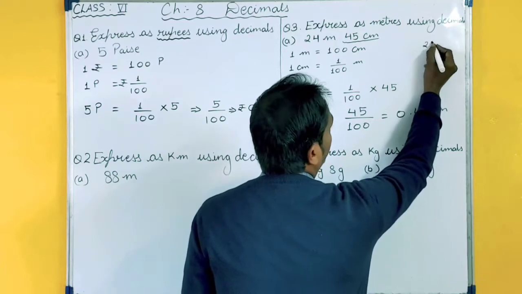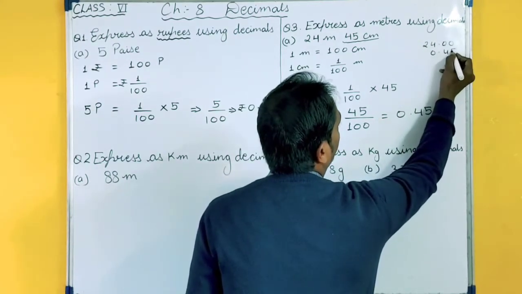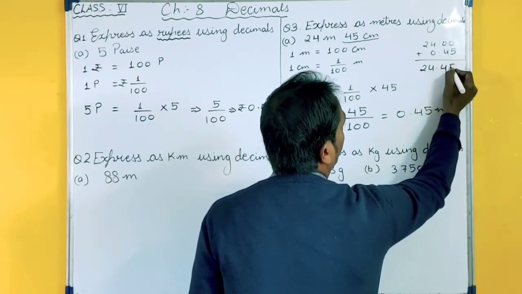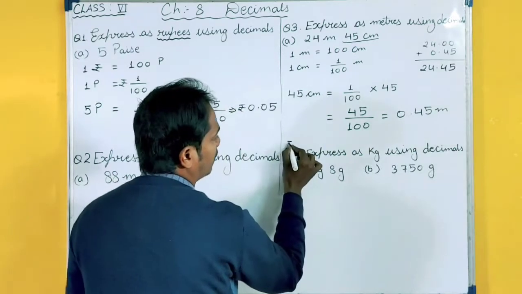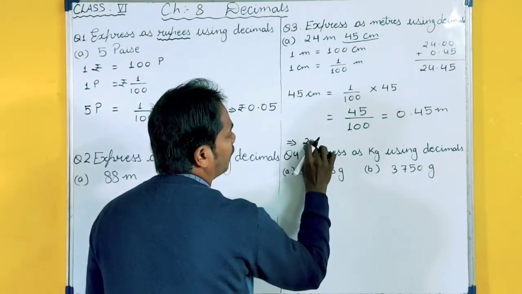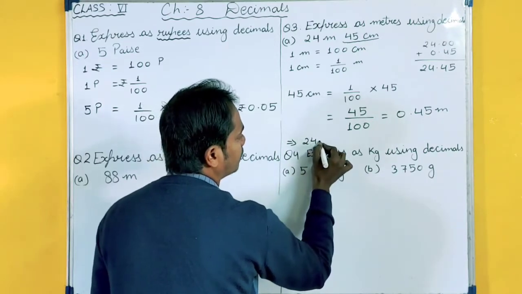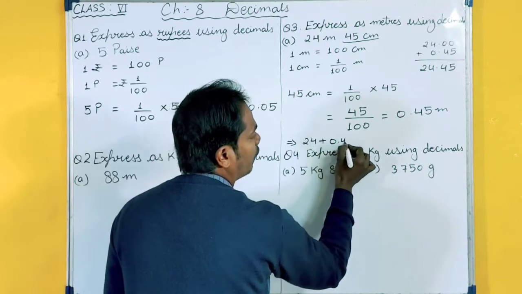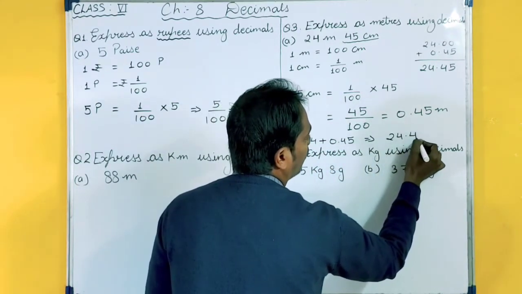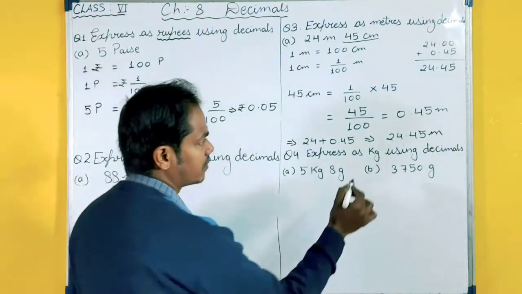So this is 24 meter and this we have converted into 0.45 meter. So what you will get finally? 24.00 plus 0.45. So you will get 24.45 meter. Finally, 24 plus 0.45 is equal to 24.45 meter. This is your solution.